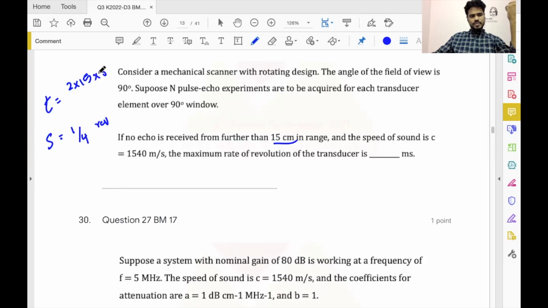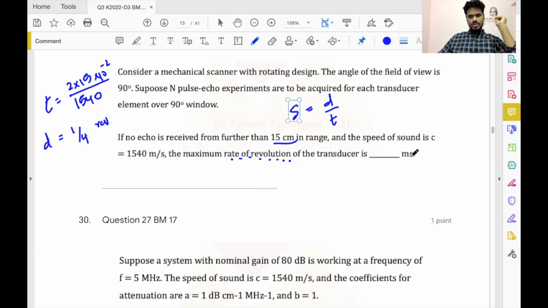15 centimeter, because it goes and then gets back. So it goes 15 centimeters, gets back 15 centimeters, so twice that. The speed at which it travels is 1540. So find the time from here, and that should determine the distance for 1/4 of a revolution. So the maximum speed is limited by these two. Speed is distance by time. Suppose they want the maximum rate of revolution.